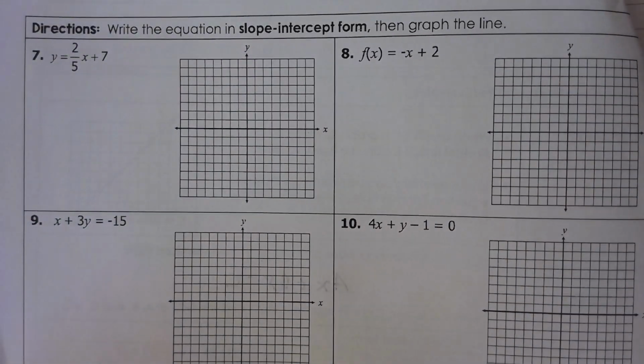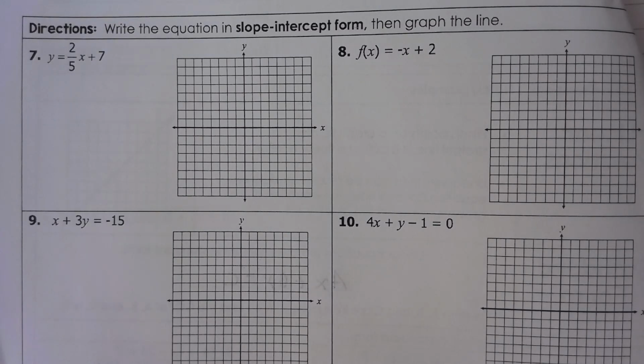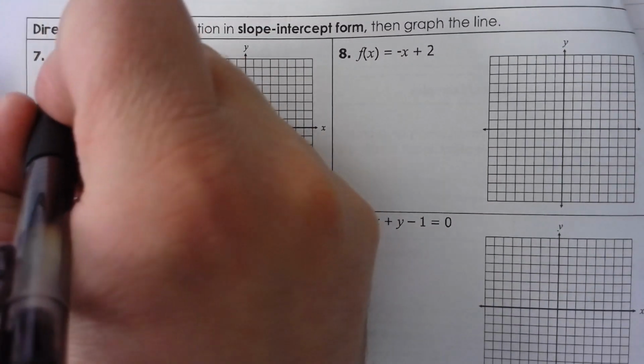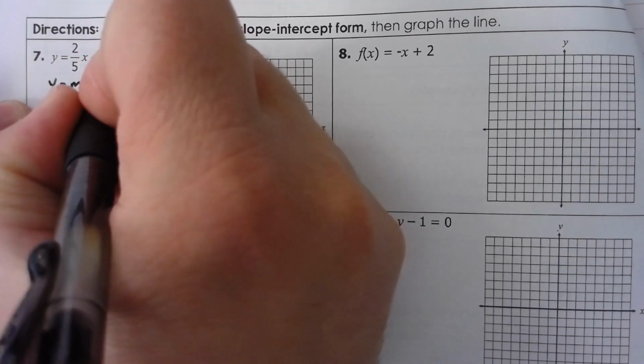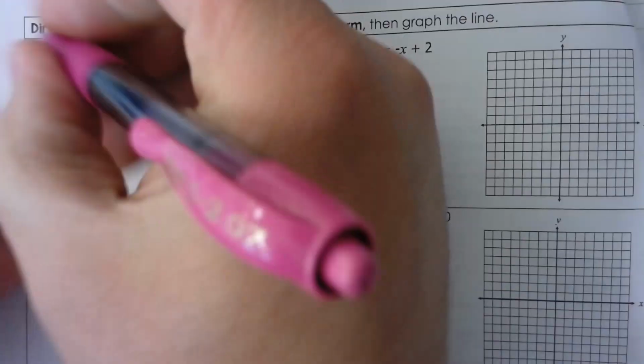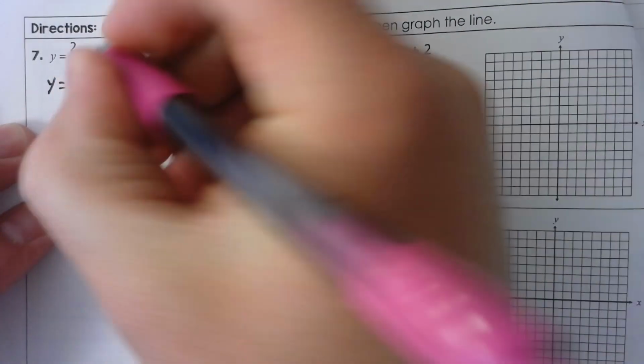Alright, so our directions here are to write the equation in slope-intercept form, and then we're going to graph the line. And this is why it's handy to know what these m's and b's are telling me, because I don't have to do a lot of computation to be able to graph a line. So I'm going to identify the y-intercept. If I can't remember, I just write y equals mx plus b underneath it, and then I compare what I've got. So m is this 2/5, and b is this 7.